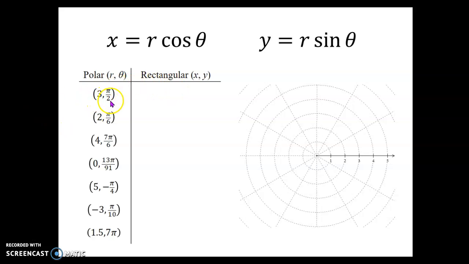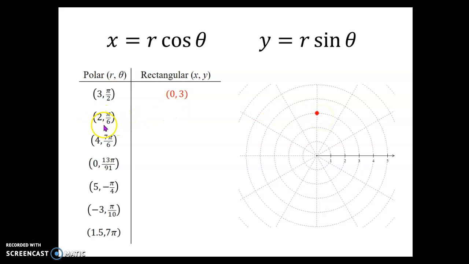Now, 3, pi over 2 means if you go at an angle of pi over 2, that would be straight up, same as 90 degrees. And 3 would mean you go 3 spaces that way, and that would take you right there. The rectangular coordinates, well, x would be 3 times the cosine of pi over 2, which is 0. And y would be 3 times the sine of pi over 2, which would be 3 times 1, or just 3. So that is the point 0, 3.